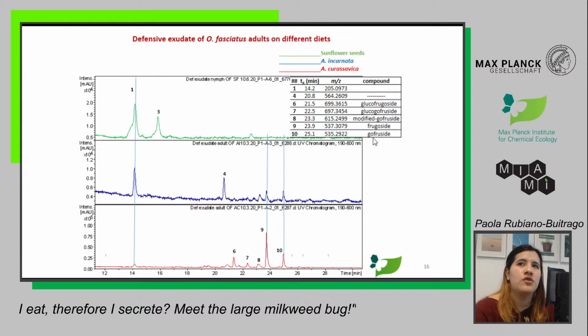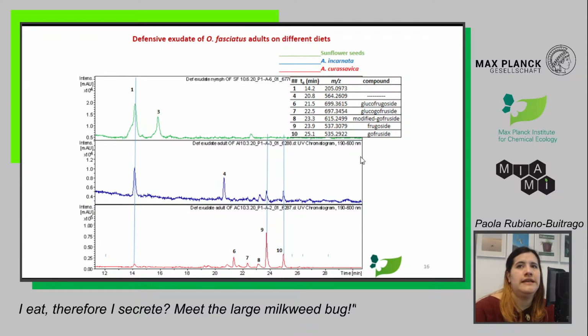And we see again frugoside and gomphoside being the major compounds, meaning that they are really keen on getting the glucose out of these compounds. And as I mentioned before, the relationship in size between frugoside and gomphoside is different from what they eat, meaning that they seem to be keen on enriching and accumulating gomphoside over frugoside.